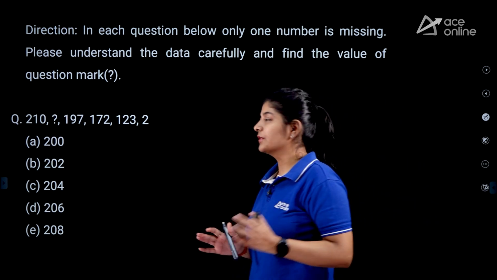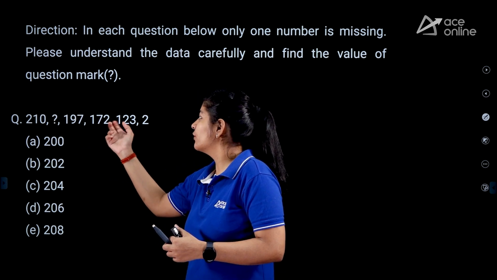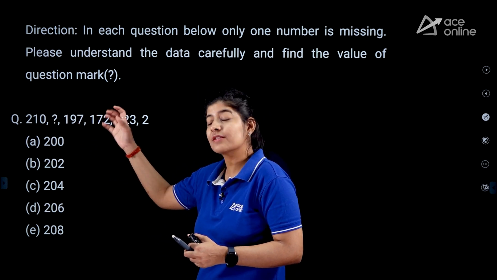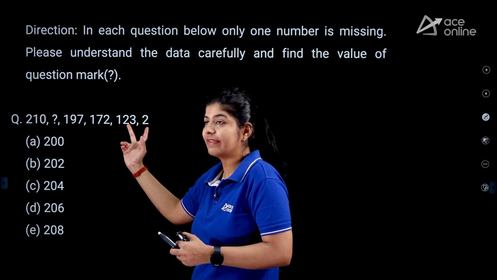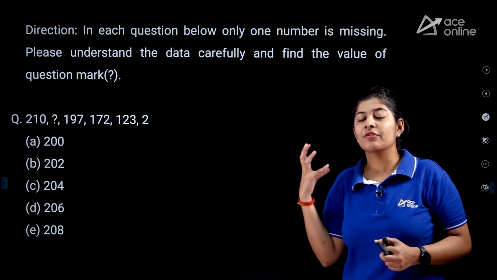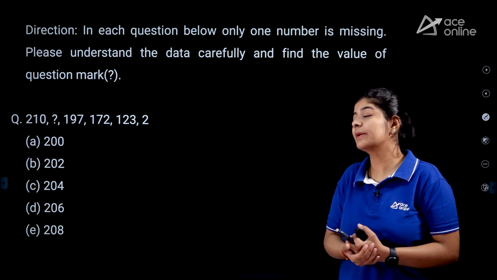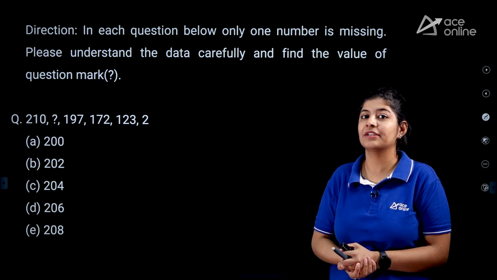If you observe this, the difference between these consecutive terms is quite small, not as much as we have in this one. So just think how we will get this much of a gap between the numbers 123 and 2.